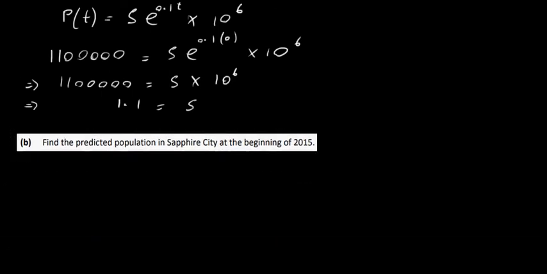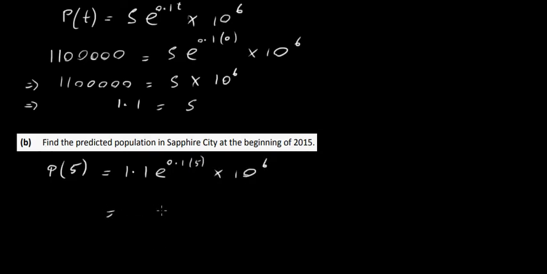So now we have our complete function for Sapphire City. Find the predicted population in Sapphire City at the beginning of 2015. Well, in 2015 you're talking about 5 years from 2010. So that means your time is going to be 5. So that's going to be s times, so that's 1.1, we've already worked out what s is, e to the power of 0.1 times t. Now remember, time here is just 5, so we're going to multiply that by 5, by 10 to the power of 6.